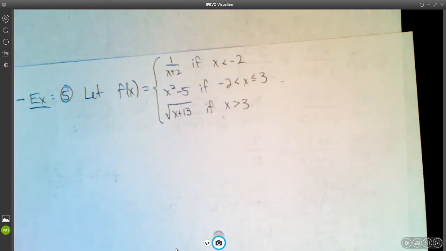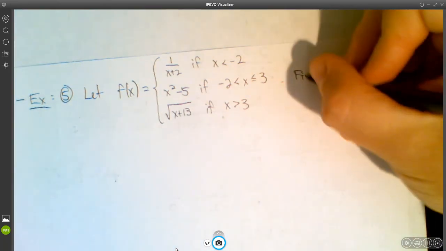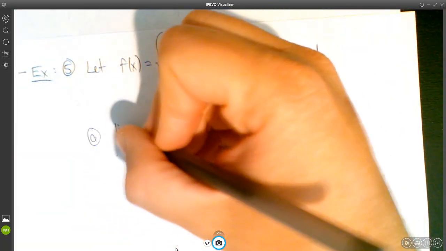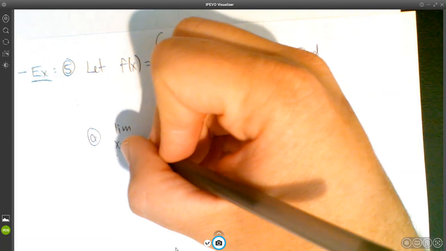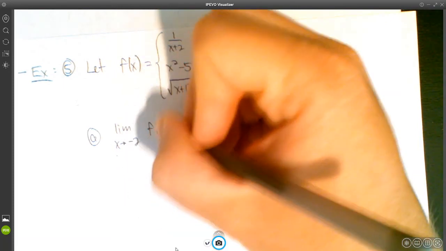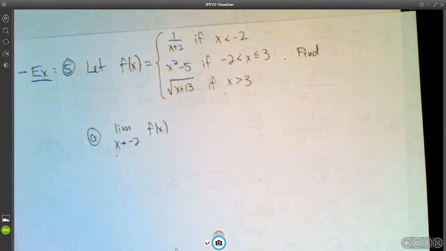And here's what I want to find. We'll do a few things. First of all, let's find the limit as x approaches negative 2 of f of x, if it exists.